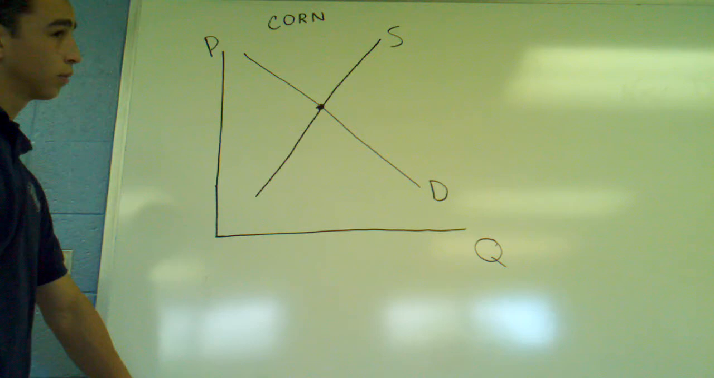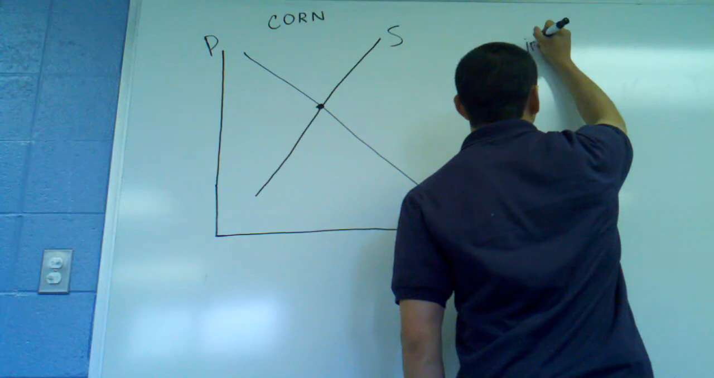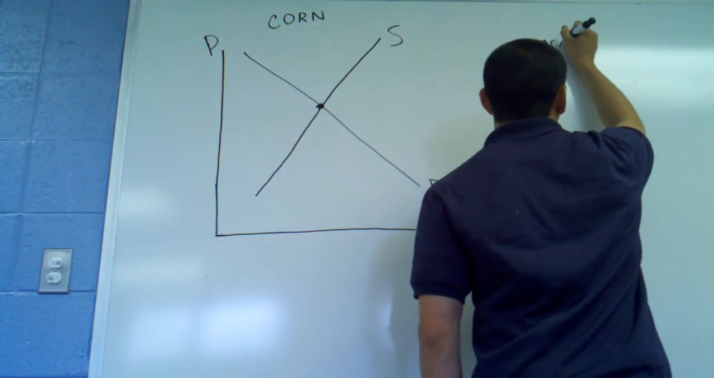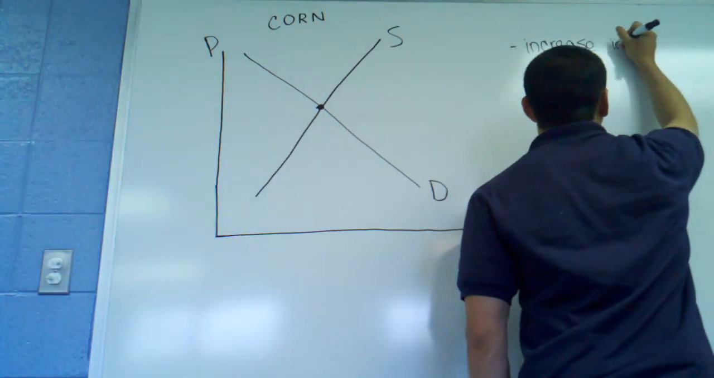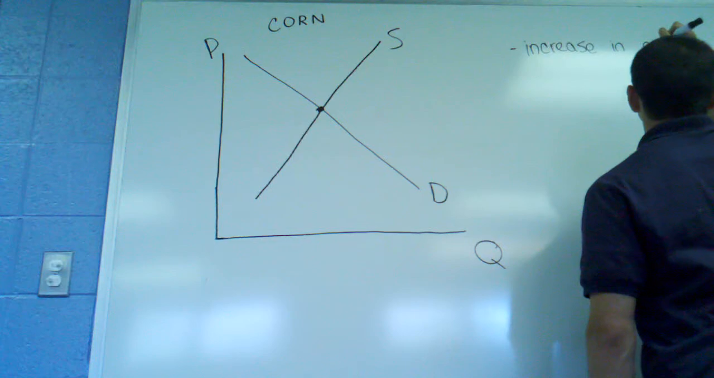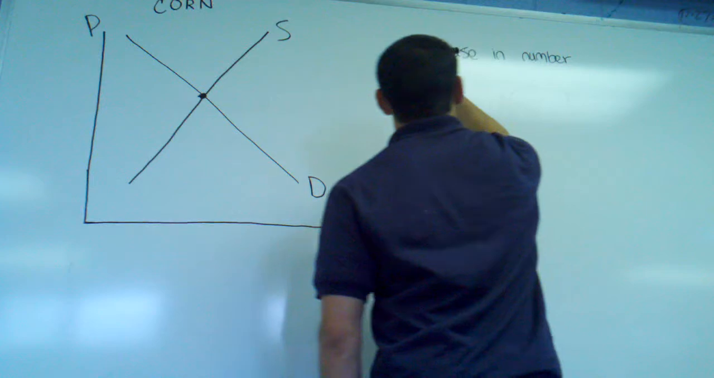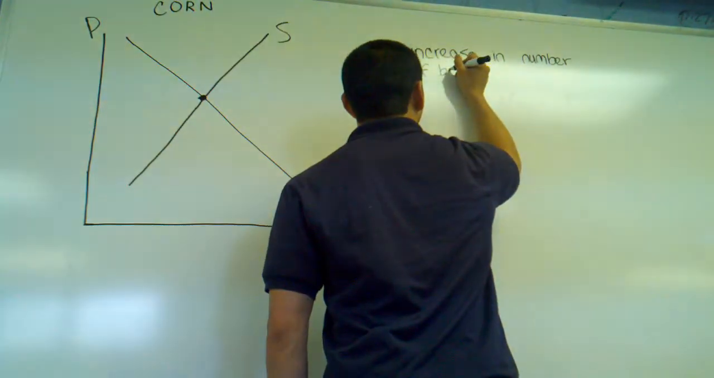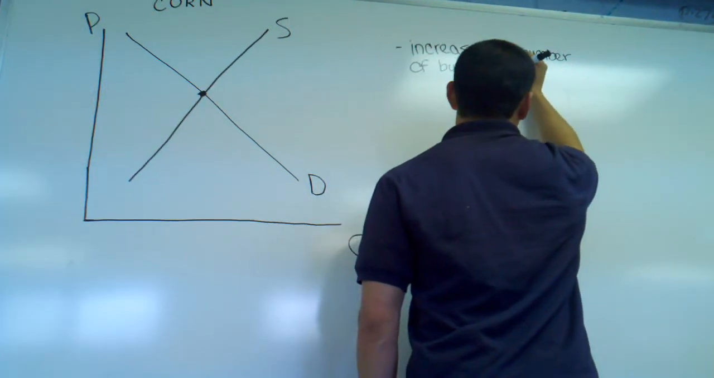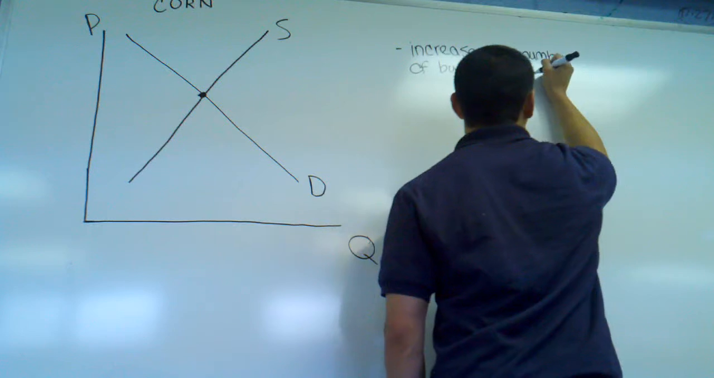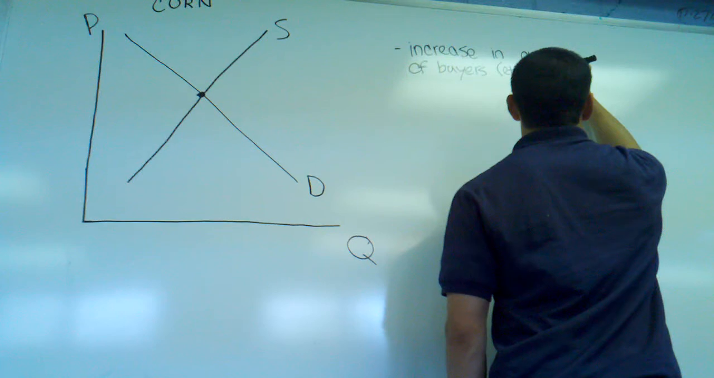So here we're going to write this down: an increase in the number of buyers. Right? That's the non-price determinant. And after the word buyers, B-U-Y-E-R-S, we're going to put in parentheses, who were these buyers? Right. Increase in the number of buyers, and in parentheses, we're going to write down ethanol producers. Because any business that was in the function of producing ethanol would obviously need to buy corn.